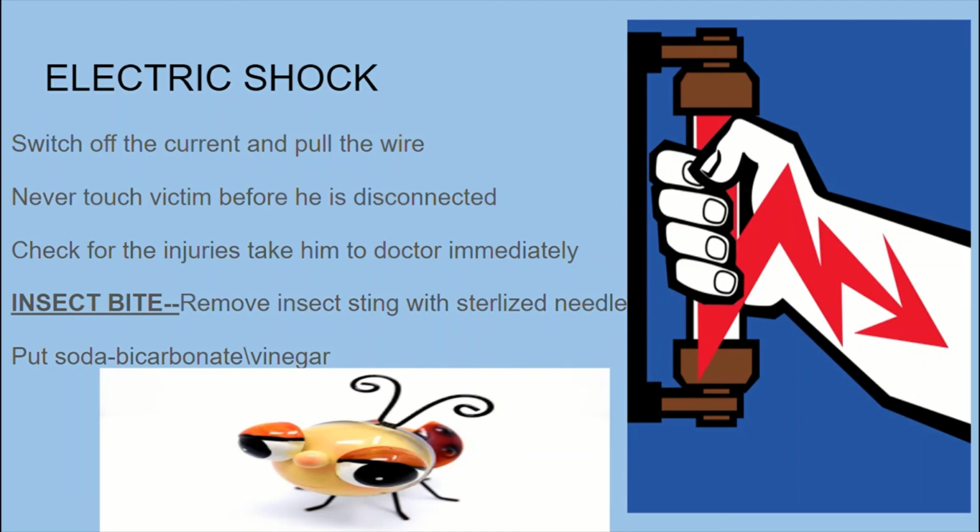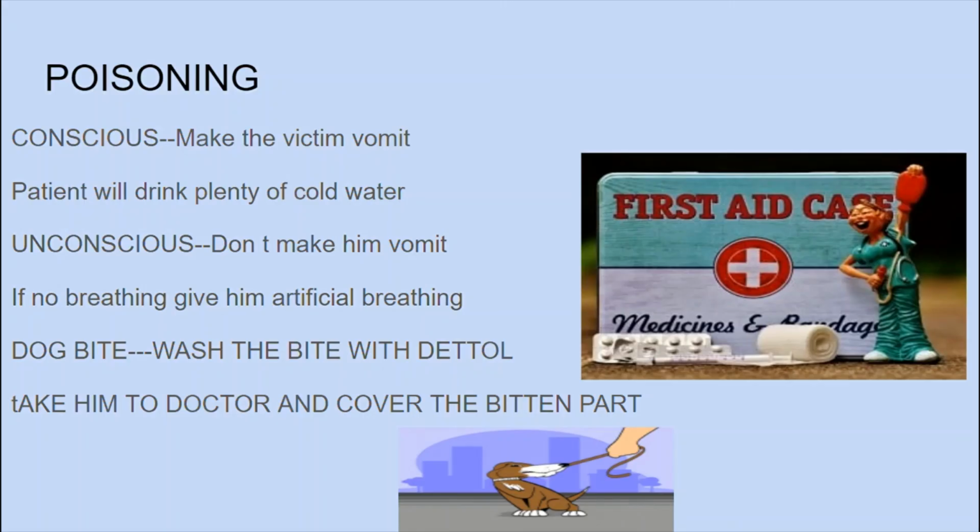Next, here we talk about insect bites. Remove the insect sting with a sterilized needle. Put on baking soda or vinegar. Poisoning.